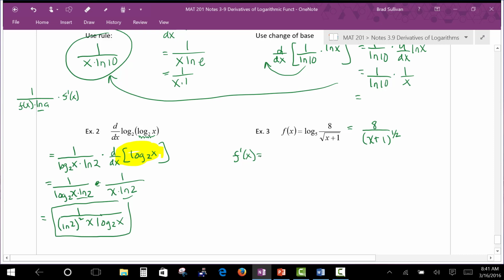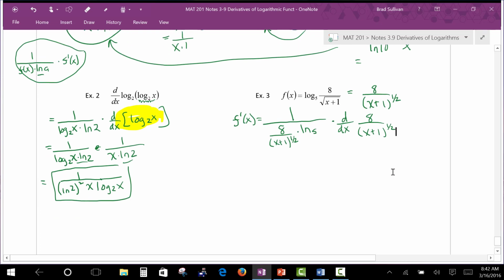Okay, so when you're doing this derivative, you're going to do exactly what this chain rule over here is telling you to do. You're going to do 1 over this function. Now that function's a fraction, so what? Just do 1 over that function times ln of 5. Okay, that's the general thing that you do on this, 1 over the function, but then you have ln of 5. Then what else do you got to do? You got to multiply by the derivative of that function, 8 over x plus 1 to the 1/2 like that. So we got to focus on that. So that is the setup for that derivative in a chain rule.